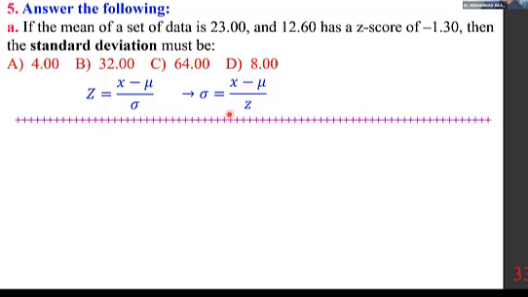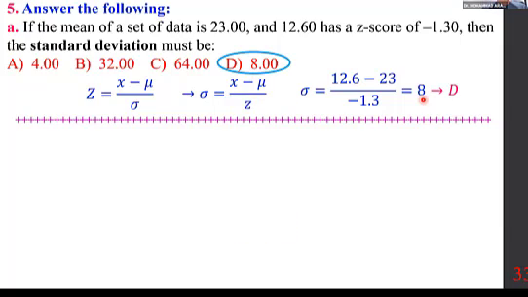We are going to replace the values accordingly. The x value is 12.6, the mean is 23, and the z-score was negative 1.3. When you calculate it, the answer becomes 8. Therefore, the answer is D. So it's a simple calculation using the z-score. We are using the z-score to calculate this.